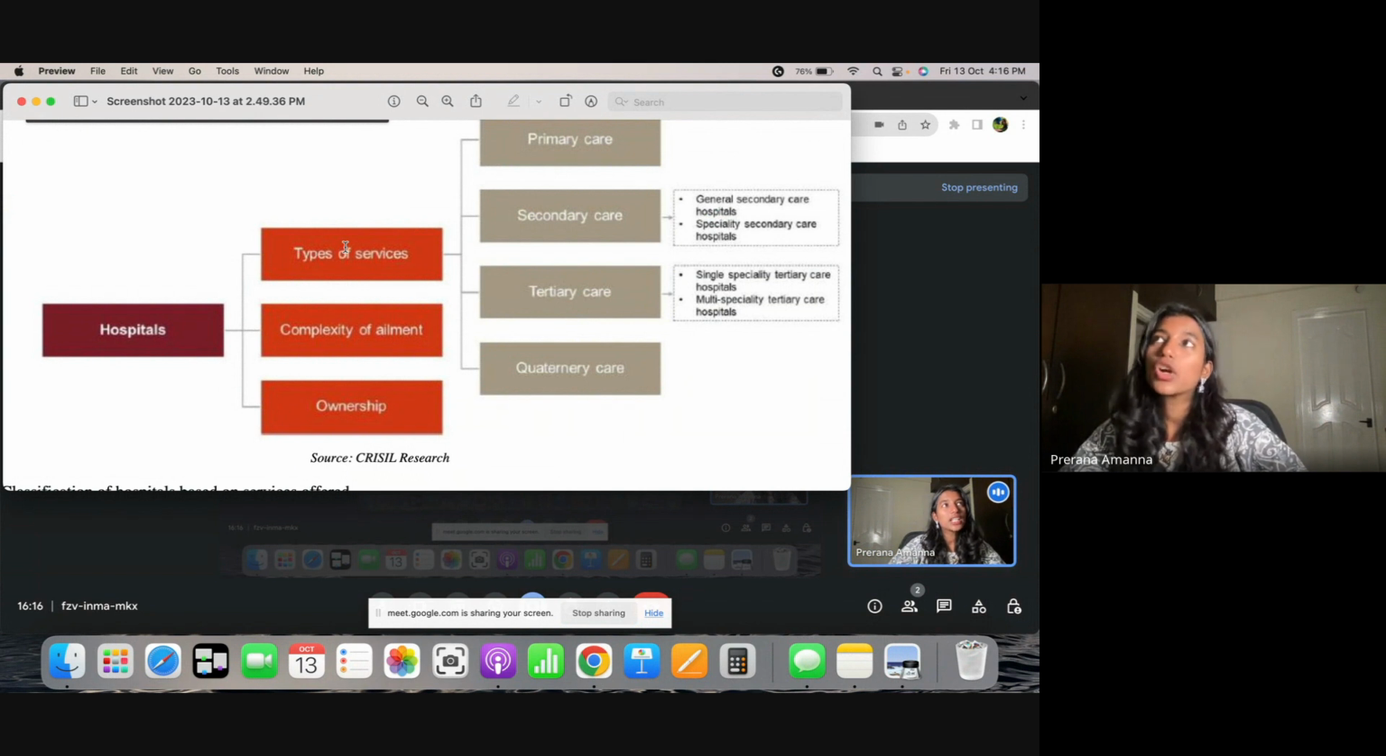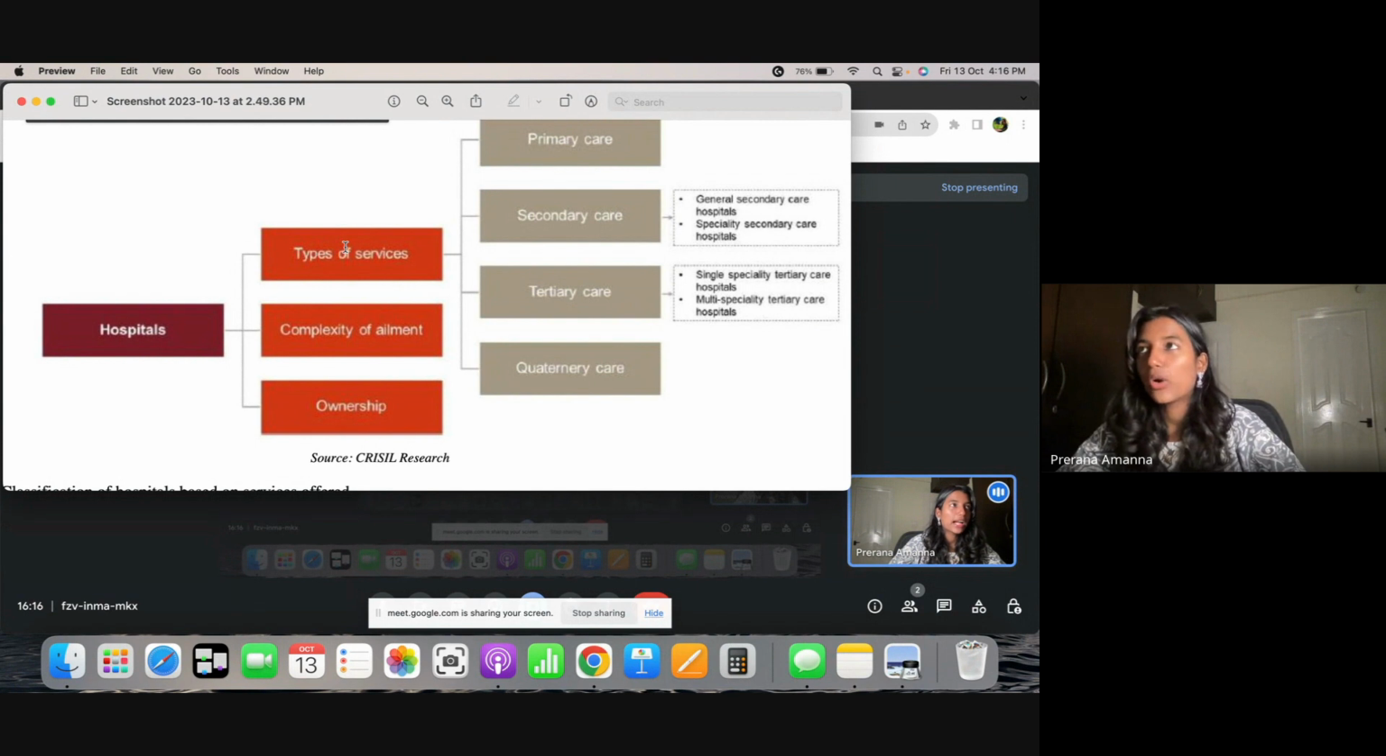And the main difference here also comes in terms of hospital beds. If you see the general secondary care, they might have beds ranging somewhere between 0 to 50 beds, whereas specialty secondary care might have somewhere between 50 to 100 beds. So the number of beds that are available in these kinds of hospitals is also more. Okay? The third thing is your tertiary care.